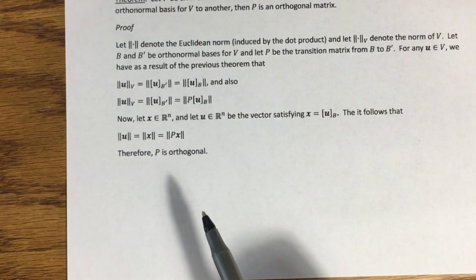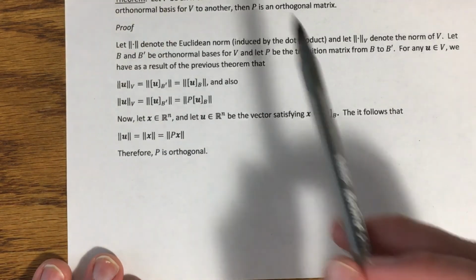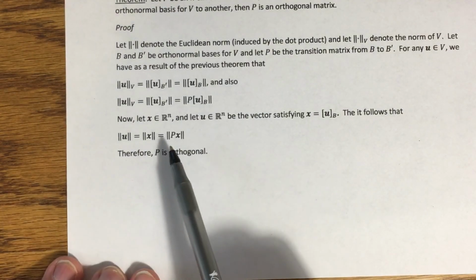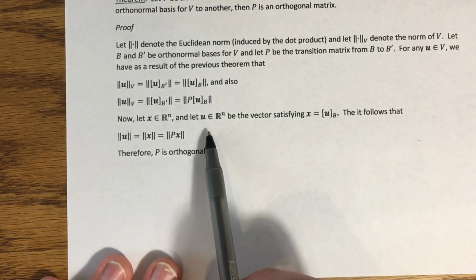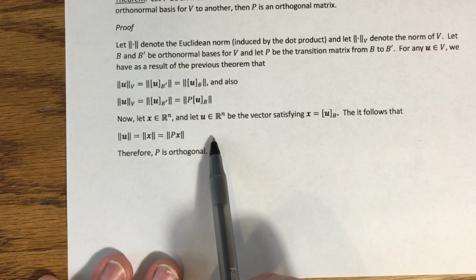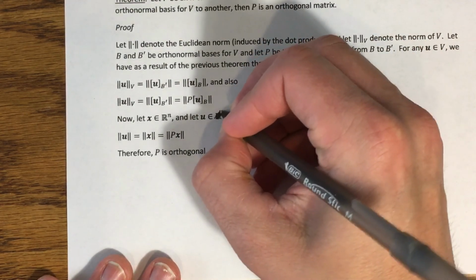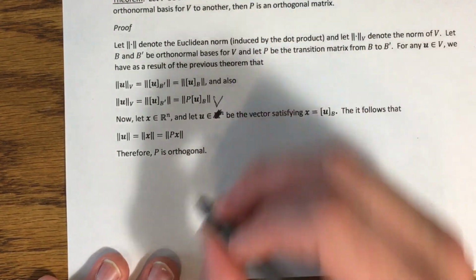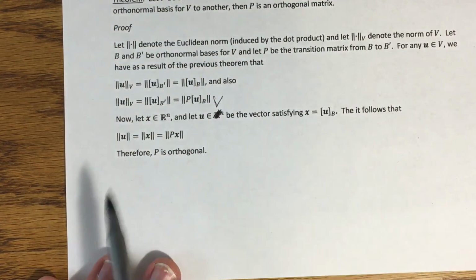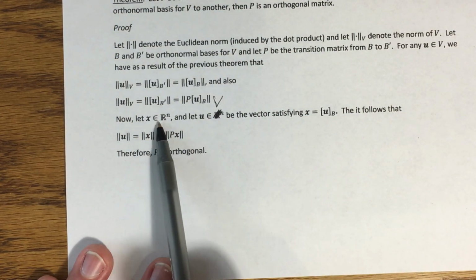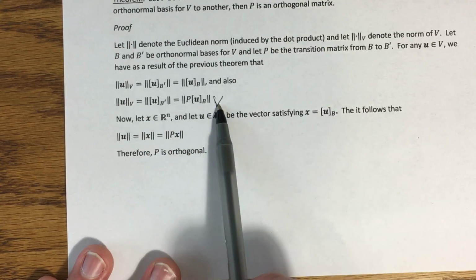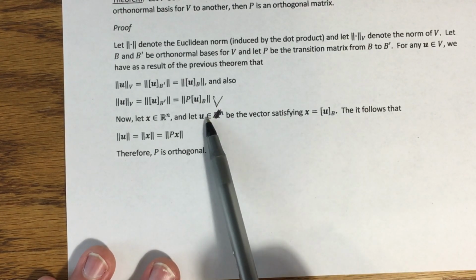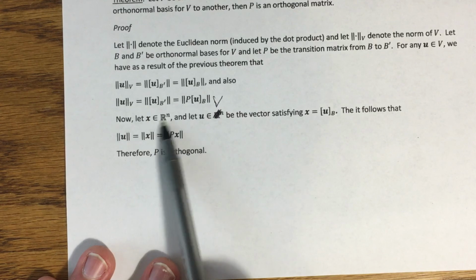Now, both of these things are equal to the norm of u relative to v, so I could set them equal to each other. Okay, and we're almost to the point where we can use that previous theorem to show that P is an orthogonal matrix. Let's let X be any vector in Rn. And we're going to let U, that should say U in V, be a vector in the inner product space V, satisfying this. Now remember, for any vector in Rn, that vector will represent the coordinate vector of some vector in V. So I'm saying let's let U be the vector in V that has X as its coordinate vector.